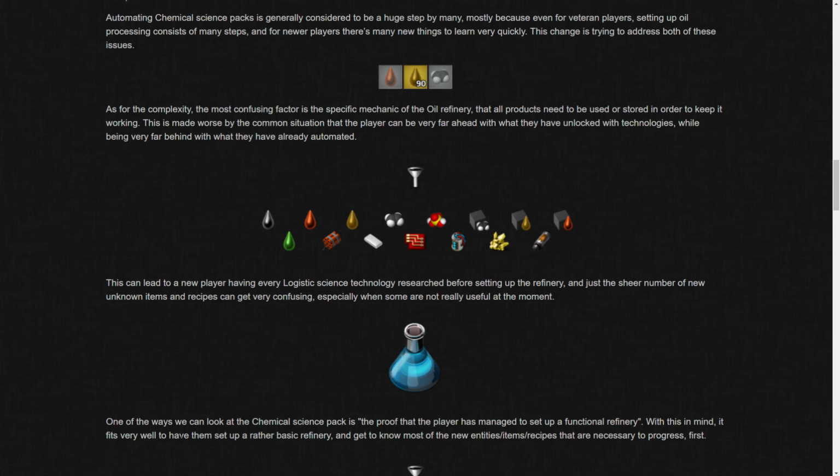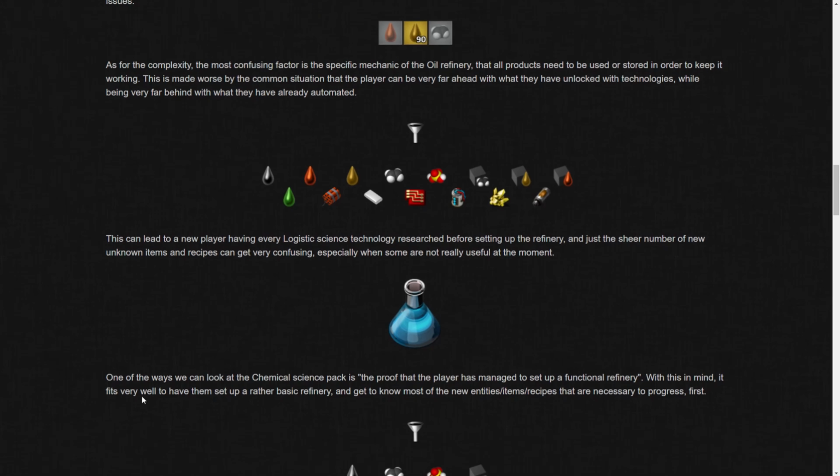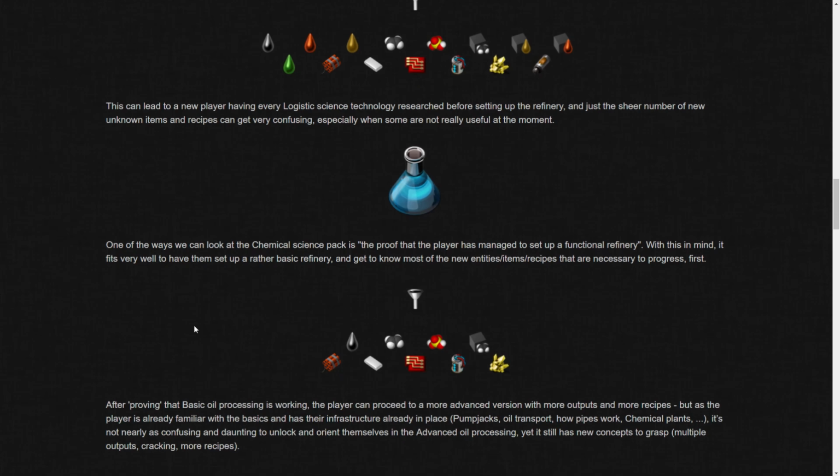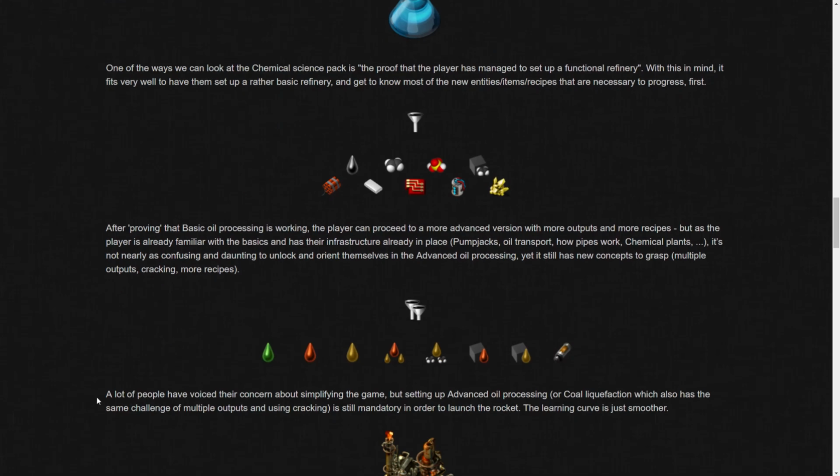And yeah, kind of going on. One of the ways you can look at Chemical Science Pack, which is blue by the way, is that the players manage to set up a functional refinery. With this in mind, it fits very well to have them set up a rather basic one before progressing, like you said. So then you covered that.